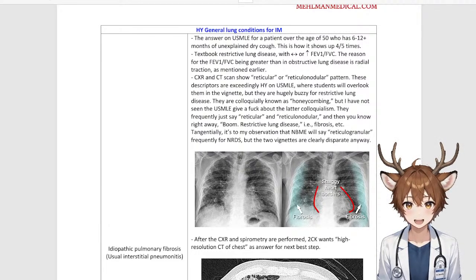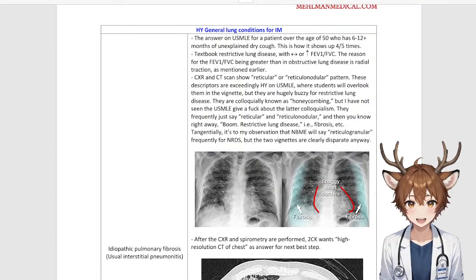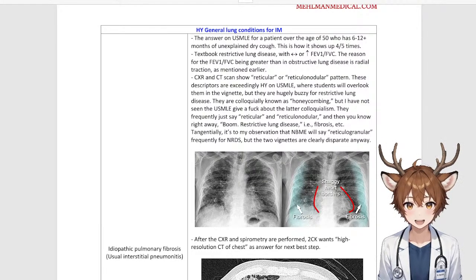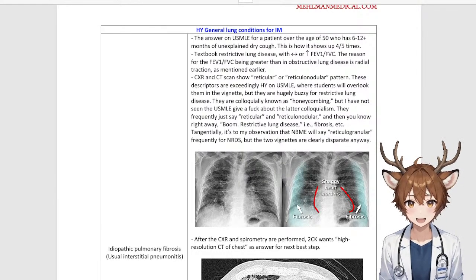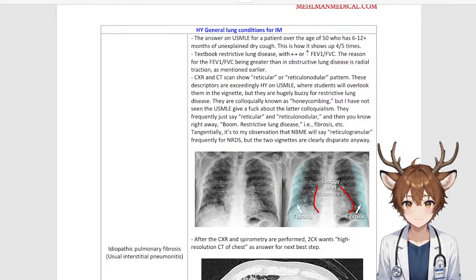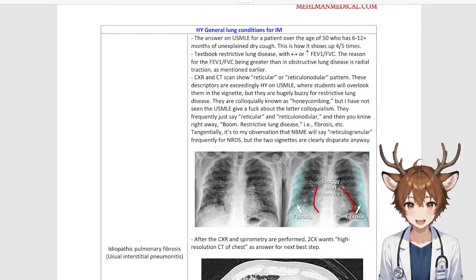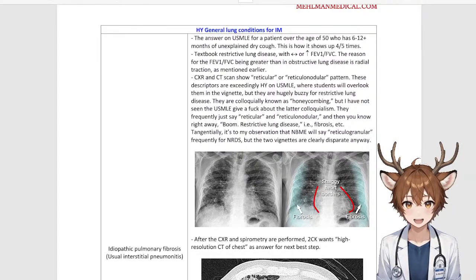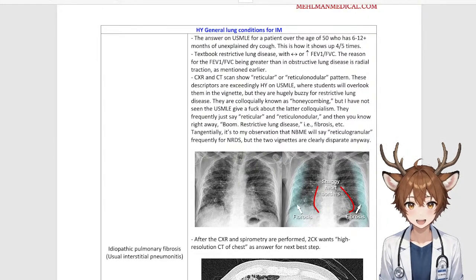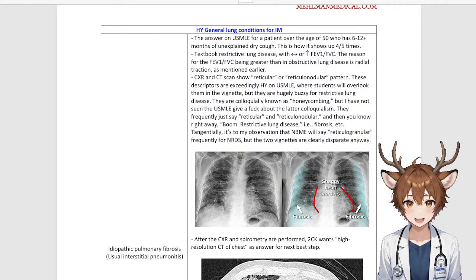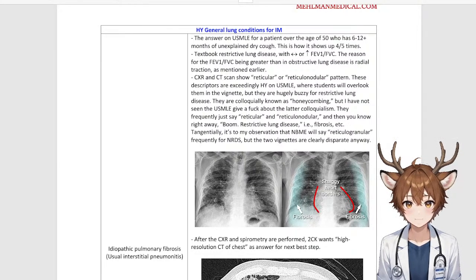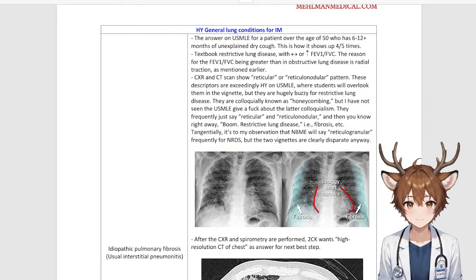Idiopathic pulmonary fibrosis, usual interstitial pneumonitis. The answer on USMLE for a patient over the age of 50 who has 6 to 12 plus months of unexplained dry cough, this is how it shows up 4 out of 5 times. Textbook restrictive lung disease with a variable equal or increased FEV1/FVC. The reason for the FEV1/FVC being greater than in obstructive lung disease is radial traction, as mentioned earlier.